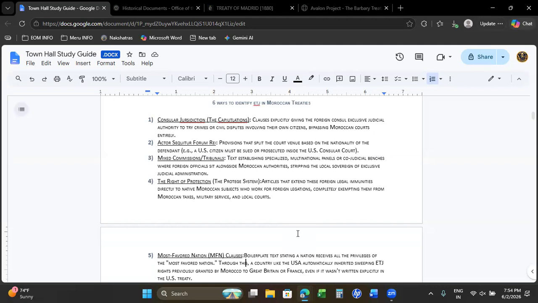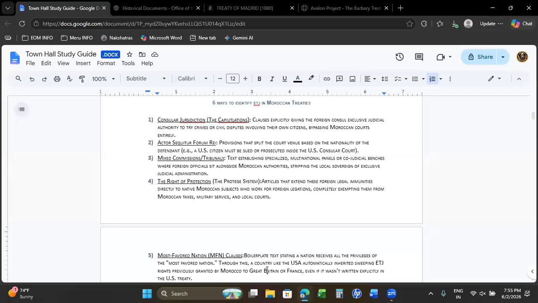All right, so we'll go ahead and read through these next few points, and we may pause here and there for a quick point of interest, and we may not, but let's go ahead and finish these off with point number two. I yield to you, Wazir. Actor sequitur forum rei: provisions that split the court venue based on the nationality of the defendant. Example: a U.S. citizen must be sued or prosecuted inside the U.S. consular court.